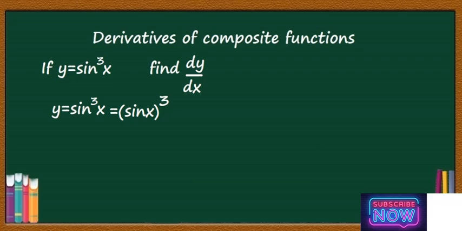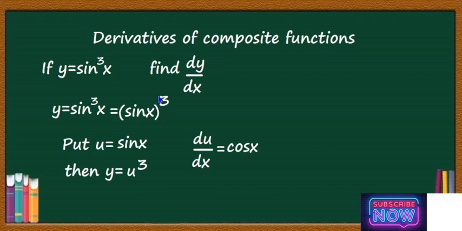And that's why you can take y is equal to sine x whole cube. And now you can identify u very easily. If you take u as sine x, it will become u cube. That's why you have to choose u as sine x, that is, put u is equal to sine x. Then what will y become? Y is equal to u cube. And now you can write du by dx. What is the derivative of sine x? Cos x. That is, du by dx is equal to cos x.